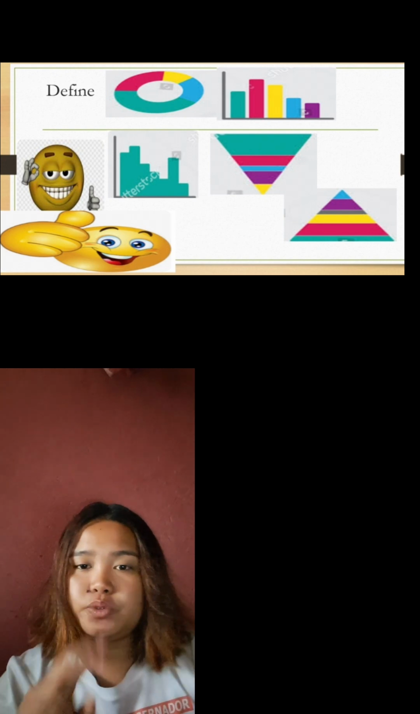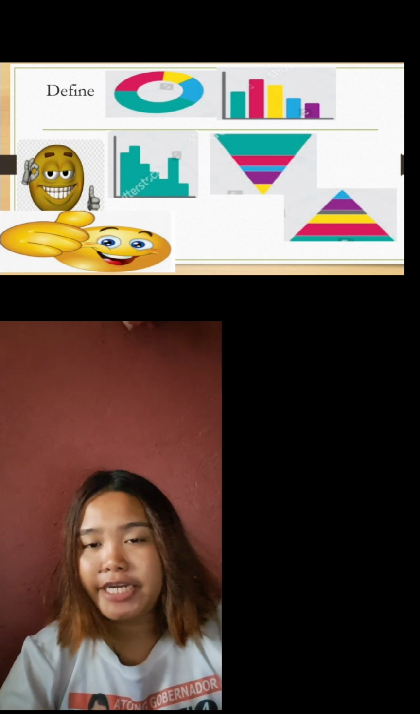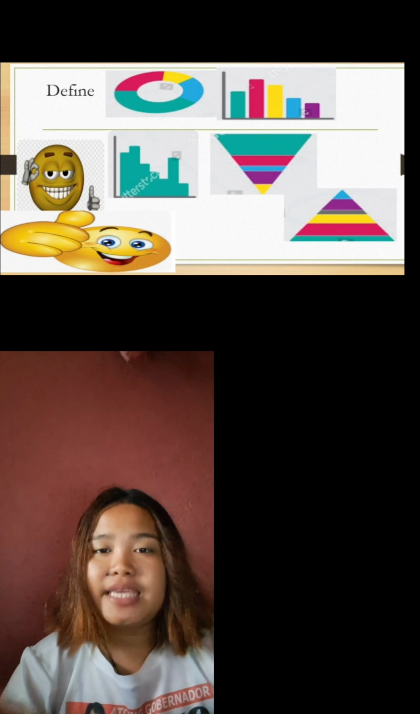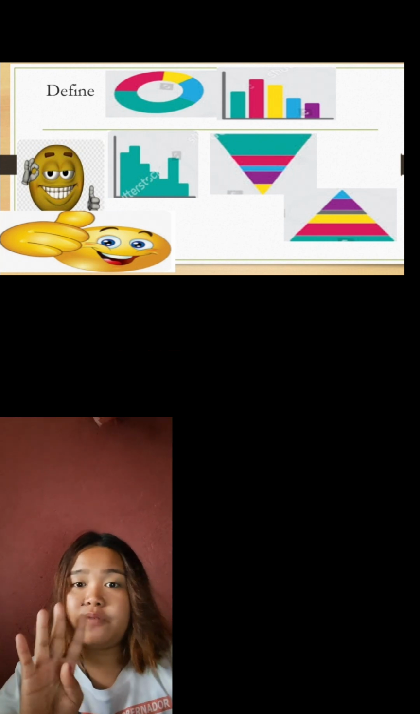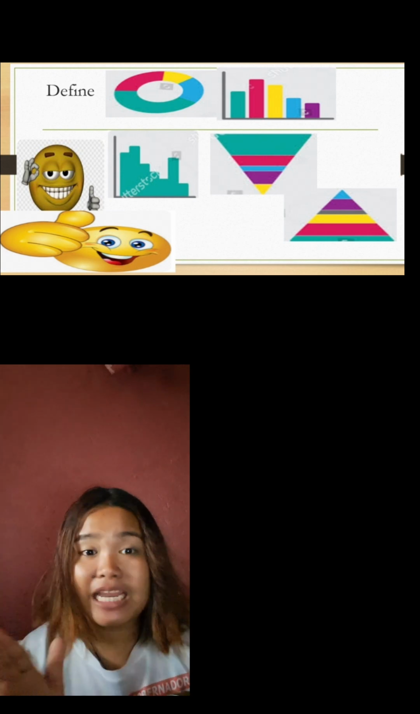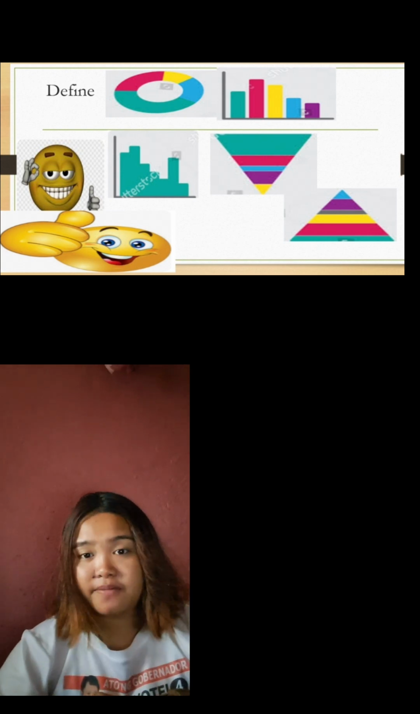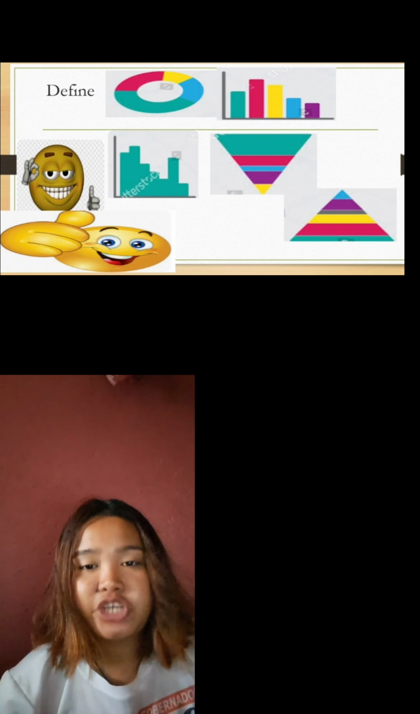How about picture 2? Yes, it is a bar chart. How about picture 3? Yes, it is a histogram. How about picture 4? Yes, it is a funnel chart. And how about picture 5? Yes, it is a pyramid chart. So now let's proceed. What is a graph?